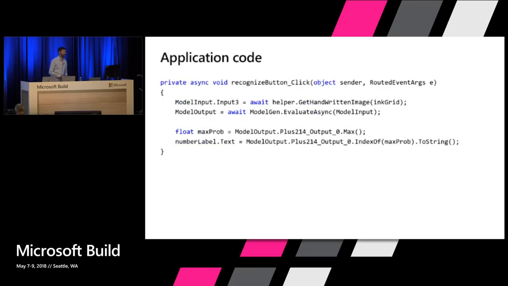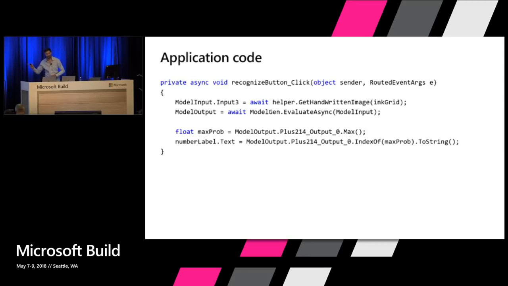And this is where the real action happens. This is the click event handler for my application. So when I clicked recognize in the app, here's all the code I needed to do in order to get an answer from my machine learning model. The first line is just a quick helper function that I wrote that took the ink canvas output and saved it as a bitmap in memory so I could use it as a video frame into my evaluation. I called evaluate async. And the next 2 lines are just me interpreting the results from that model.